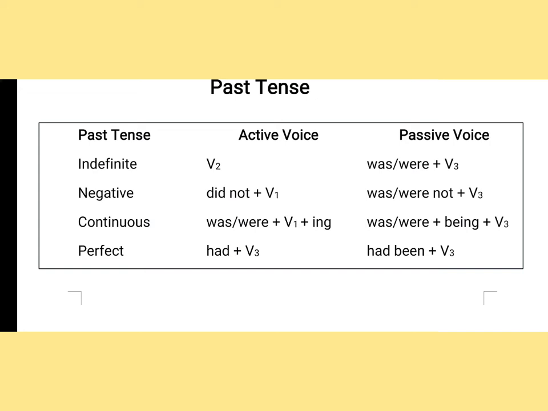Now you can see here negative. If you have a negative sentence where did not plus V1 comes, then wherever you see did not plus V1 or didn't plus V1, you have to use was/were not plus V3. It's very easy for you because you have to just add the word not, because it's a negative.